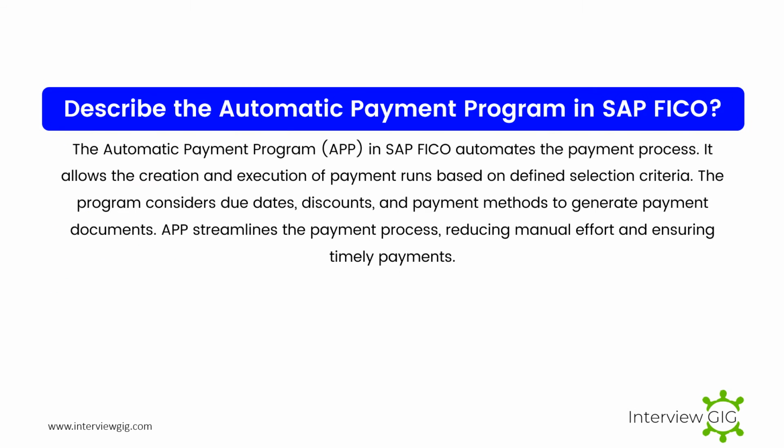Describe the automatic payment program in SAP FICO. The automatic payment program, APP, in SAP FICO automates the payment process. It allows the creation and execution of payment runs based on defined selection criteria. The program considers due dates, discounts, and payment methods to generate payment documents. APP streamlines the payment process, reducing manual effort and ensuring timely payments.